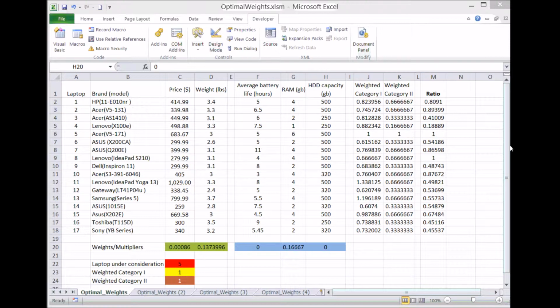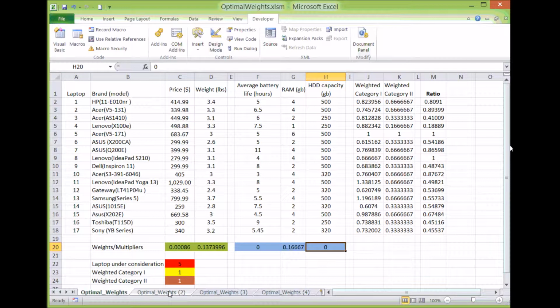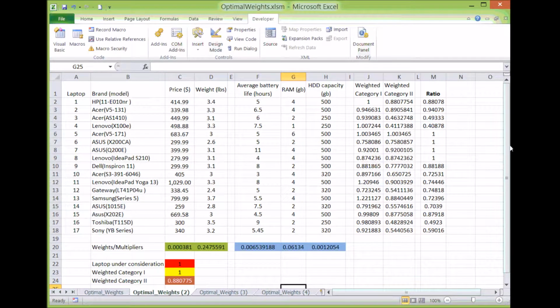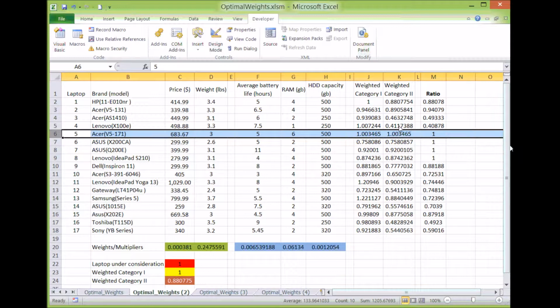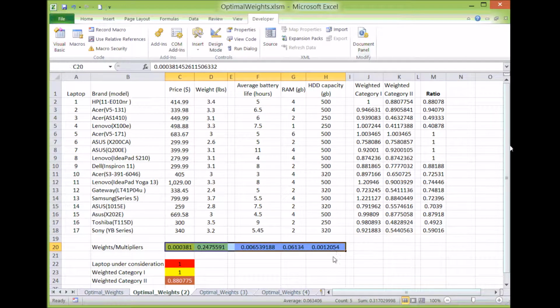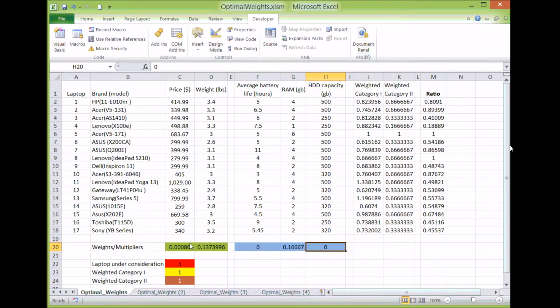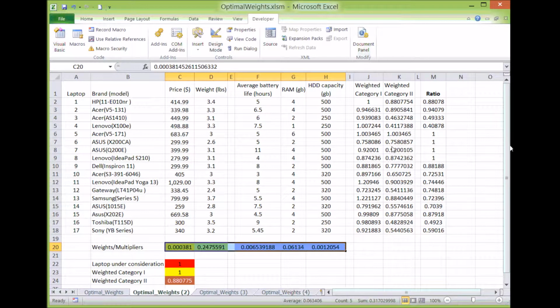However, if you look at this result, this is when the first DMU is on the evaluation, and if you take a look at the ratio of the category 2 divided by category 1, now the ratio is 1. Then that means under this particular set of weights, laptop 5 is a best practice. So this set of weights or this set of weights will all give a ratio of 1.